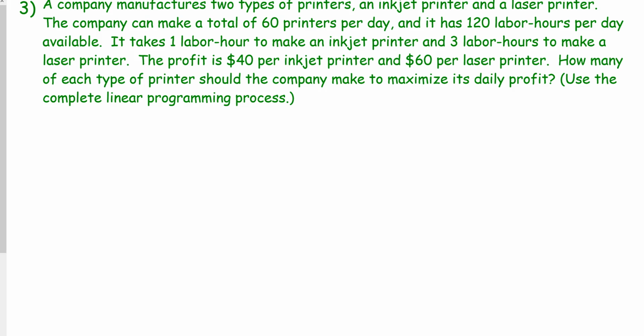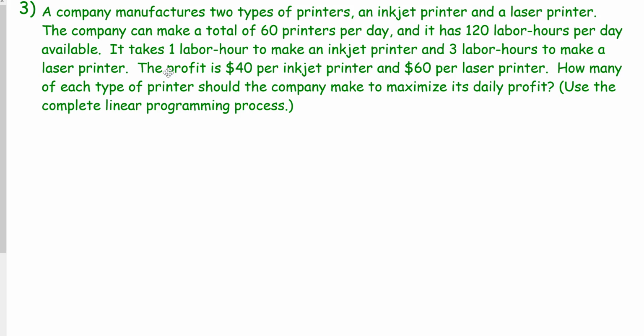All right, so this problem says, a company manufactures 2 types of printers, an inkjet printer and a laser printer. The company can make a total of 60 printers per day, and it has 120 labor hours per day available. It takes 1 labor hour to make an inkjet printer and 3 labor hours to make a laser printer. The profit is $40 per inkjet printer and $60 per laser printer. How many of each type of printer should the company make to maximize its daily profit? Use the complete linear programming process.